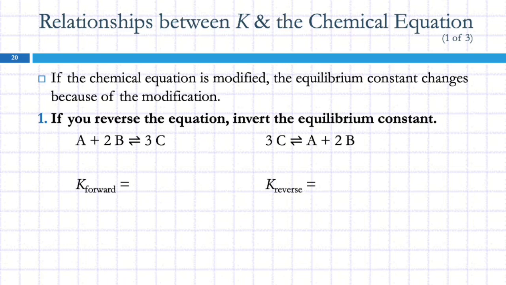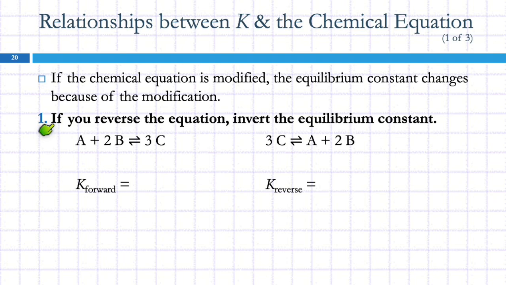Okay, we're going to look at some relationships between the equilibrium constant and the chemical equation. And this is a little bit like when we talked about Hess's law and delta H's. If you reverse the reaction, then you change the sign on delta H and things like that. If you doubled the reaction coefficients, then you multiplied delta H by 2. So this is similar, except it's exponential.